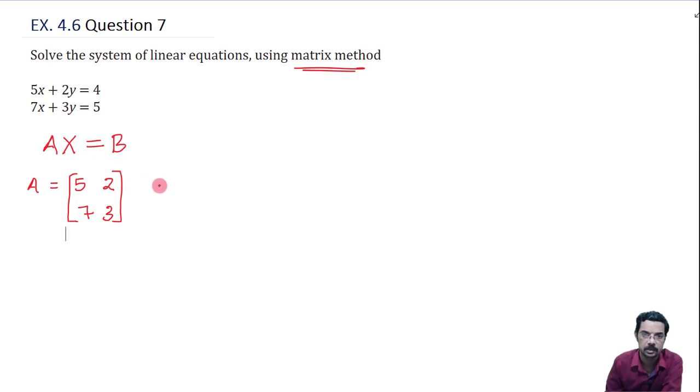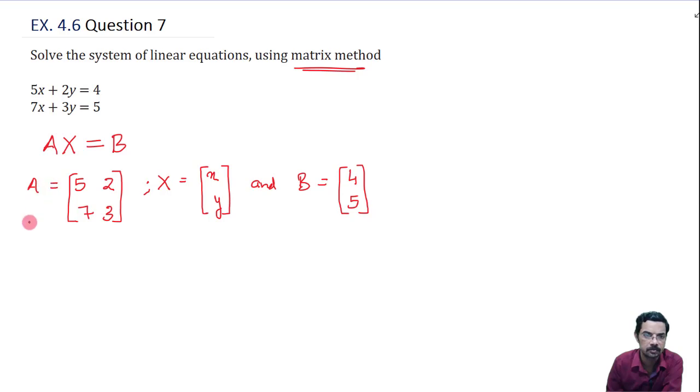Next, what is X? X is made up of the variables. Which are the variables? The variables are x and y. We need to find the value of X. And what is B? B is the constants on the right hand side. This is 4 and this is 5. We are just using the coefficients and converting the equations like this.